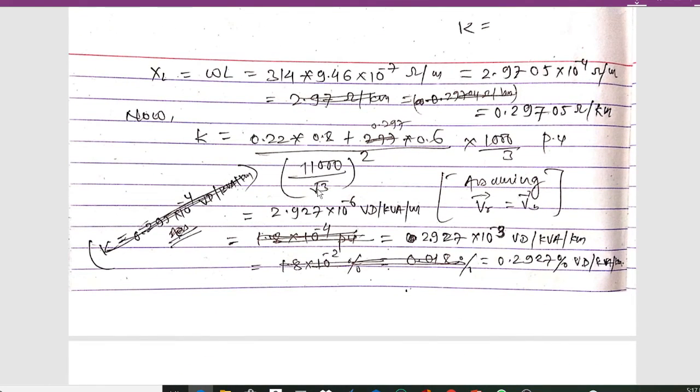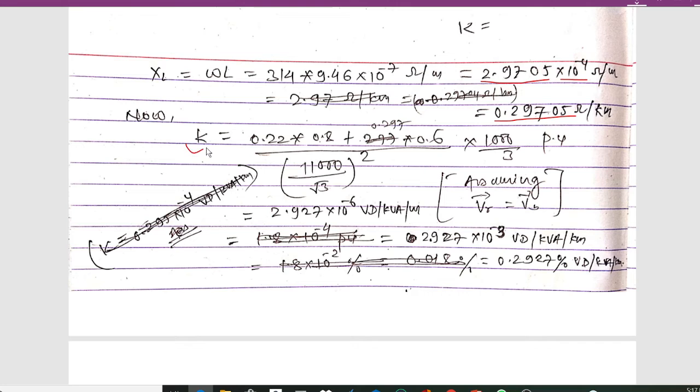And here the value of XL will be omega L, and we know omega equal to 314. So 314 into 9.46 into 10 power minus 7 ohm per meters. So we'll get here 2.9705 into 10 to the power minus 4 ohm per meters. And this is ohm per meters. So if you calculate in ohm per kilometers, we have to multiply it with 1000. So once you multiply by 1000, we'll get here 0.29705 ohm per kilometers.